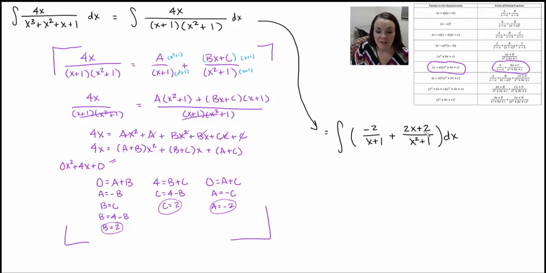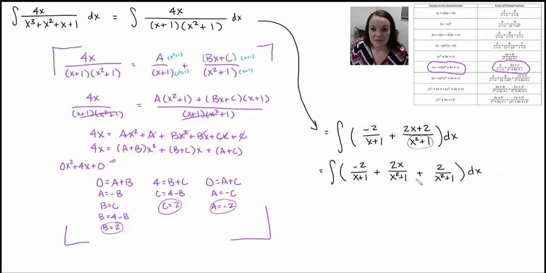And now we see here, if we have two things that are being added in the numerator, I can split these up over that same denominator. So I'm going to expand this one more step. I have negative 2 over x plus 1, that stays the same. I'll have 2x over x squared plus 1, and then 2 over x squared plus 1. It's like doing a reverse common denominator. So now I have three separate fractions that are equivalent to what I started with. And this looks simpler to integrate. We know how to integrate each of these things.